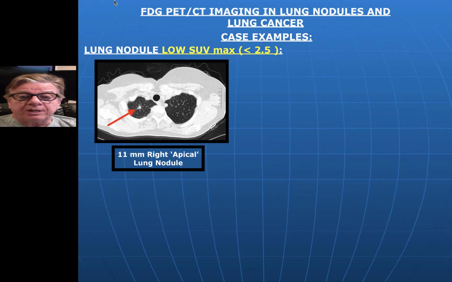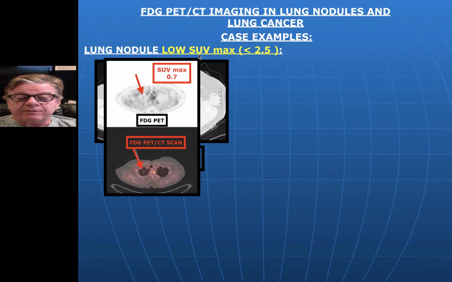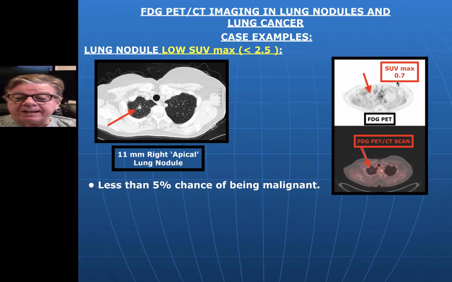I'm going to use this case frequently here. This is an 11 millimeter right apical lung nodule, right lung, left lung, and it has a low SUV max of less than 2.5. This patient was ultimately able to get an FDG PET scan, and in fact the SUV max value was only 0.7. You can see it right there. It's less than the background normal tissue you're seeing here. You see, this is the vertebrae, for example, here.